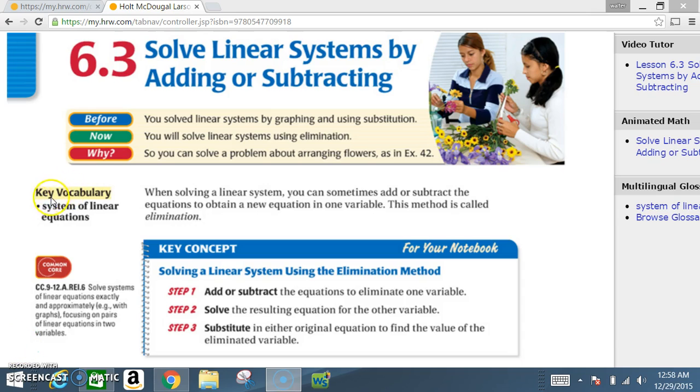Key vocabulary: systems of linear equations. When solving a linear system, you can sometimes add or subtract the equations to obtain a new equation in one variable. This method is called elimination.